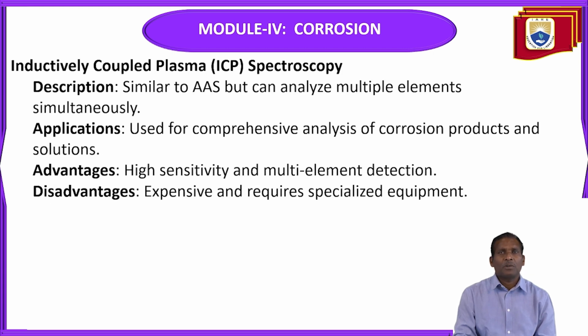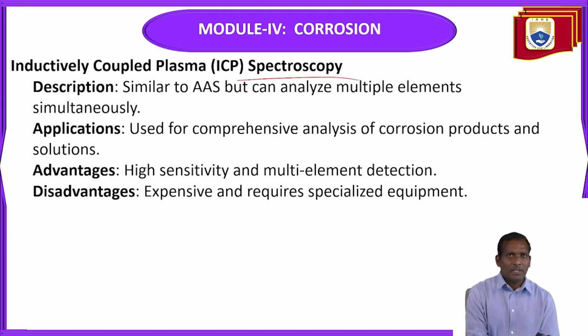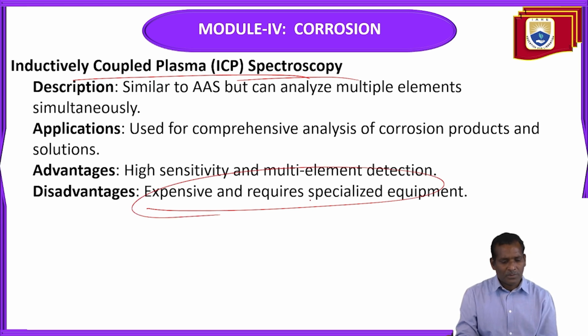So next, inductively coupled plasma spectroscopy. This one is also similar to AAS, but can analyze multiple elements simultaneously. So use it for a comprehensive analysis of corrosion products and solutions. The advantages are high sensitivity and multi-element detection. So these are the advantages of inductively coupled plasma spectroscopy. So disadvantage is expensive and requires specialized equipment. This is the main drawback of this method.